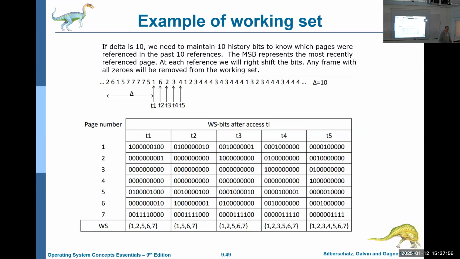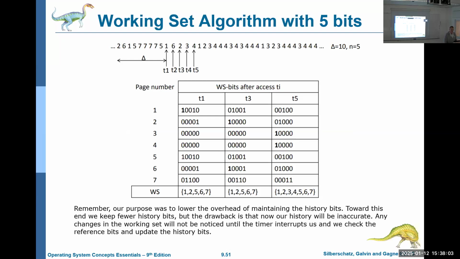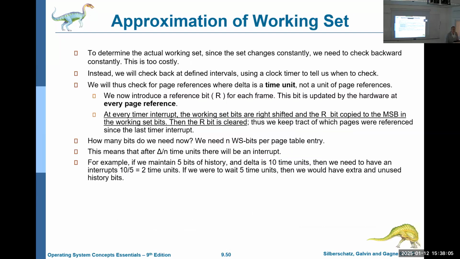This is something that I actually added to the material just to explain how it works. Now we're going to see a different version, but just before we get there, an approximation of it. So that would be the actual working set. You understand what I mean? That would actually be knowing every single piece of information for the past 10 times. But we can also do an approximation of the working set.